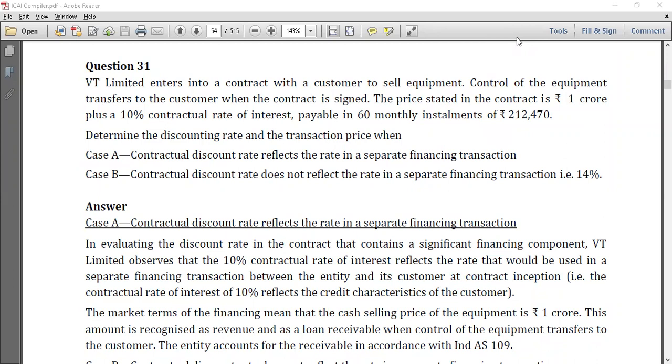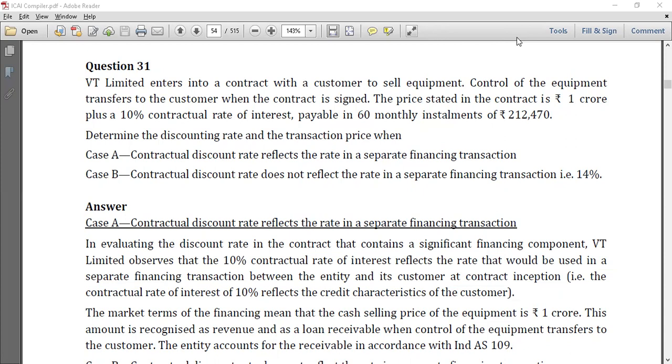So, starting with question number 31, that is VT Limited. VT Limited is entering into a contract with a customer to sell equipment. Control will be transferred when the contract is signed, and the price in the contract is 1 crore plus 10%. Here, 1 crore, and this 10% is a contractual rate of interest.